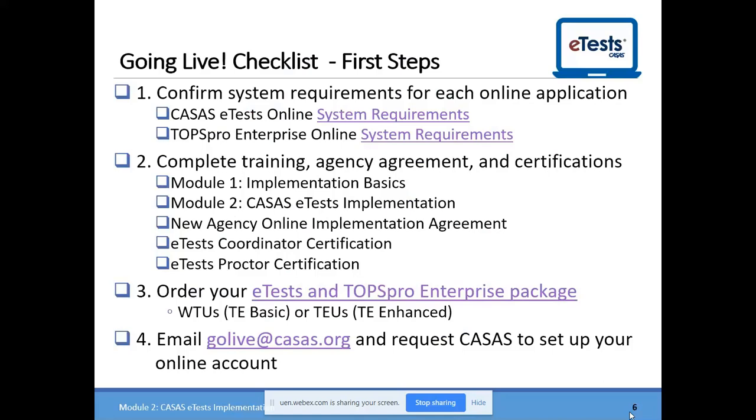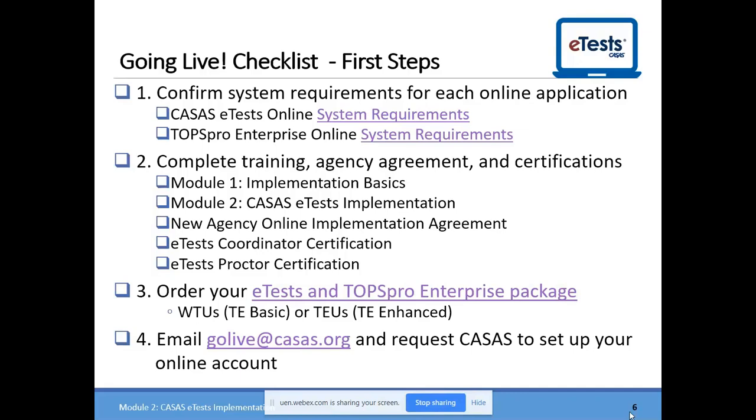First, before you can really do anything, you've got to do these trainings that are in number 2. The basic implementation and Module 2 process e-test implementation. Those may not be in Module 1 and 2 the way they look right here on the screen. May not be available quite yet. CASAS has just started with this new module system. So if you've taken the basic implementation training, then you're in good shape.